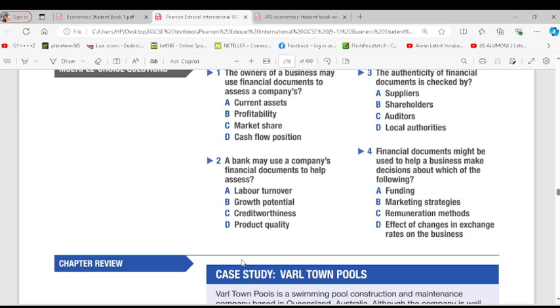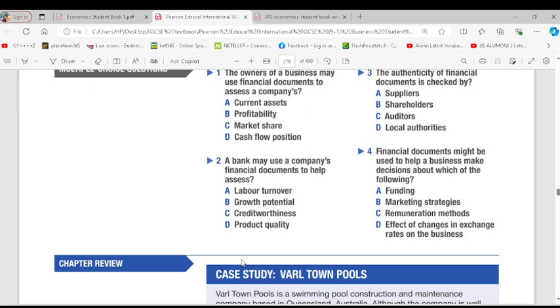So what are financial documents used for by a business in making decisions? A. Funding decision. So the answer is A. Question 4 is funding. There's cost, like cutting costs. There's many financial things. Expansion. Remuneration is another thing.